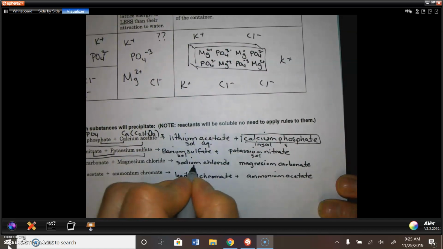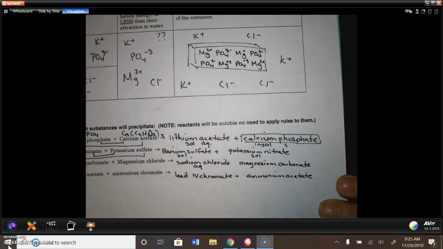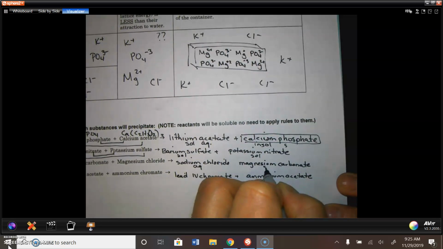Okay, so hopefully you've gone through and predicted what the products will be and whether or not they're going to be soluble. So for this third reaction, sodium chloride and magnesium carbonate, hopefully you know without looking, this guy's going to be soluble. So that guy will be aqueous. Magnesium carbonate, carbonates are insoluble except those covered by Rule 1. So that's going to be a solid. So there's a precipitate.